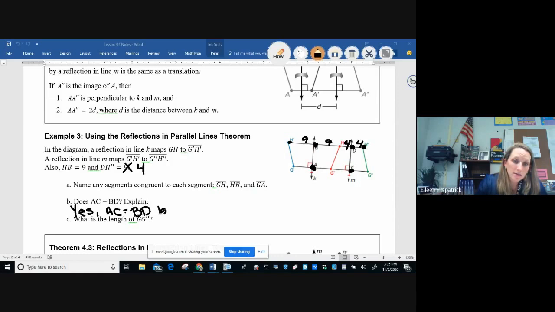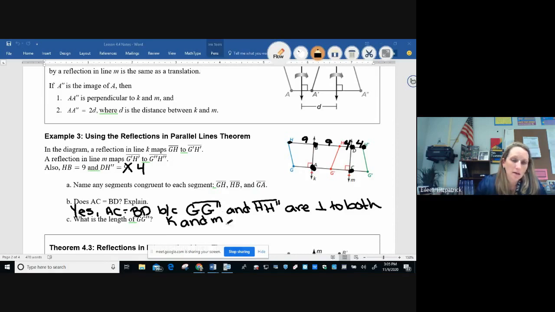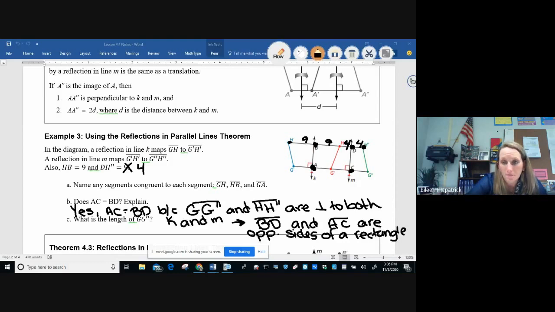We learned that because G double prime H double prime are perpendicular to both lines K and M, that allows us to conclude that BD and AC are opposite sides of a rectangle. All right. So BD is congruent to AC.